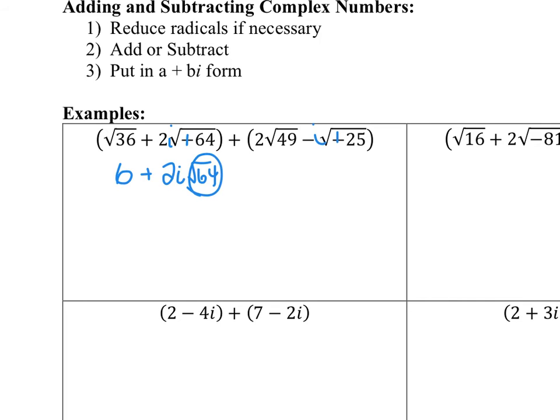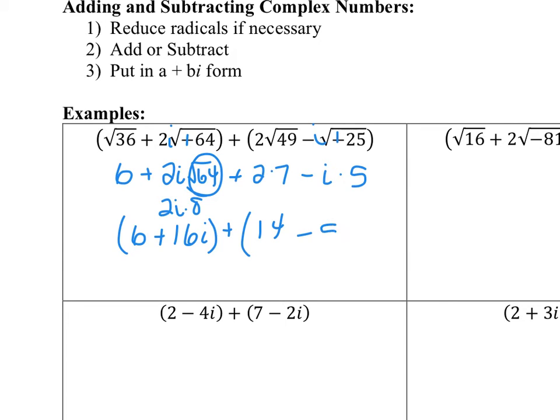Okay, do the radical 64, that's 8. So it's 2i times 8. So this is 6 plus 16i. Then here we do 2 times 7, or 14. And we're adding these. And then this one here is negative i times 5, or negative 5i. Now we just simply combine like terms.